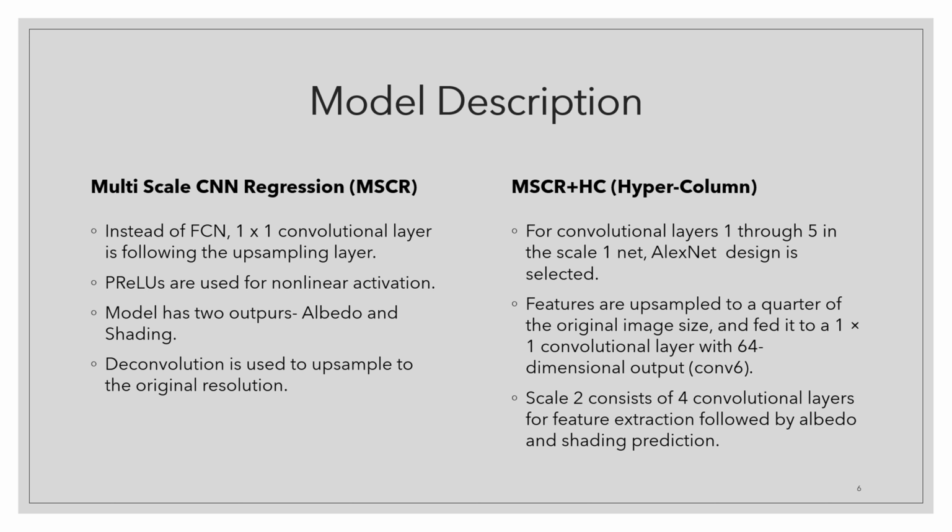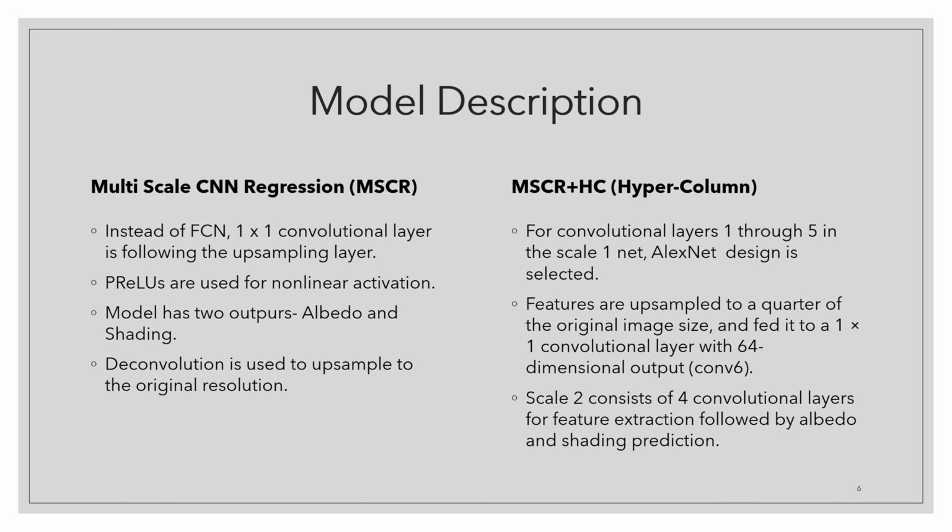For nonlinear activation, we use parametric rectified linear units, or p-ReLUs. With p-ReLUs, a negative slope for each activation map channel appears as a learnable parameter. The network has two outputs, albedo and shading, which it predicts simultaneously. We optionally use deconvolution to learn to upsample the scale 2 output to the resolution of the original image. Without deconvolution, we upsample the RGB output.